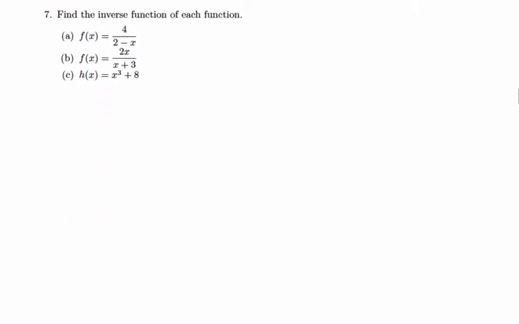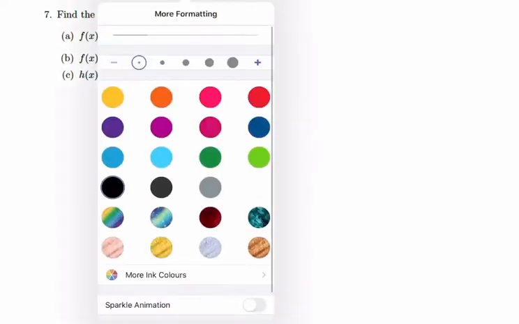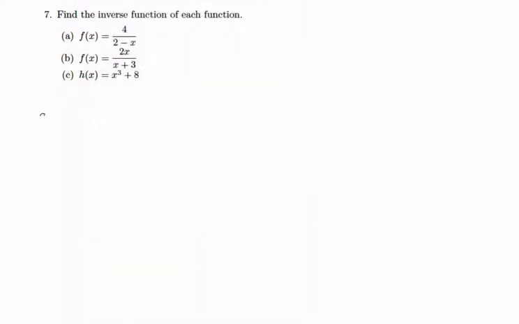So let's find the inverse of each function. Number 7. So part A, f of x equals 4 over 2 minus x. So there is a lot going on in inverse functions. Remember, in an inverse function, we're inverting the function process. So domain and range are switched in inverse functions. So I want to find another function whose domain and range are switched from this function right here, part A function.